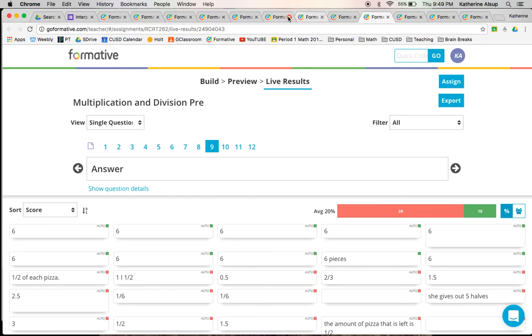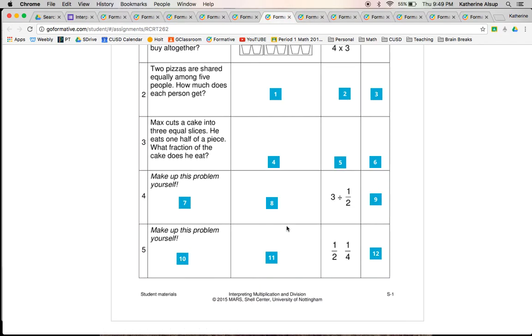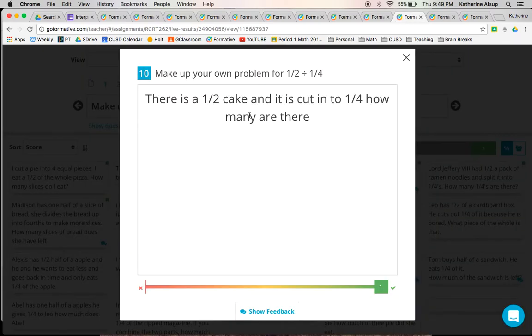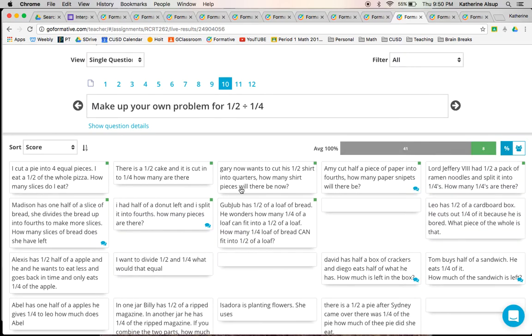Let's take a look now at the very last row. Remember, this was half divided by 1/4, even though you don't see it here. Half divided by 1/4. So let's take a look at some of these. Here's a story that I like that someone came up with. There is half a cake and it's being cut. So we see the word cut again for division. Also words like split or divide even. So half of this cake is cut into 1/4 pieces. How many are there? So that one worked really well.